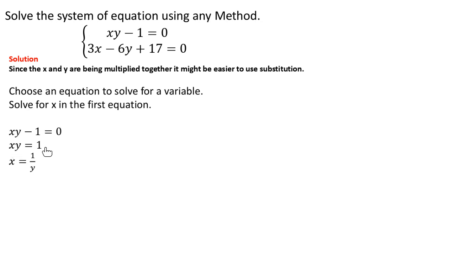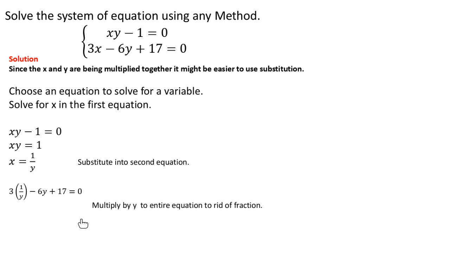End up with xy equals 1. And then I'm going to divide by y on both sides to give me x is equal to 1 over y, or 1 divided by y. So now I can substitute this into the second equation. Anywhere I see an x, I'm going to replace it with 1 divided by y. So I get 3 times 1 divided by y minus 6y plus 17 is equal to 0.